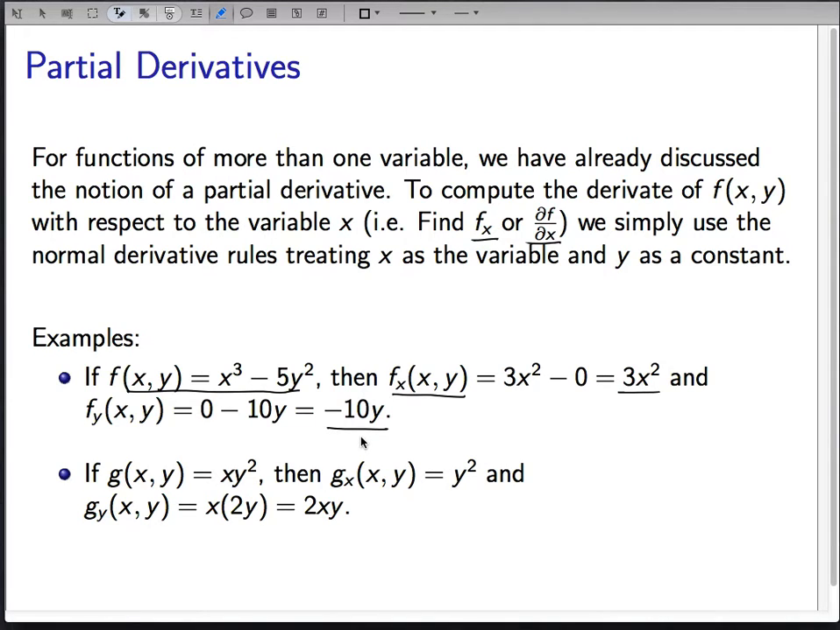If you look at another example, g of x,y equals x y squared, the derivative with respect to x is going to be y squared because that's just the constant in some sense in front of the x. And for the derivative with respect to y, again, x is now treated like a constant, and you just take a normal derivative with respect to y and get 2y. So the result is 2xy.